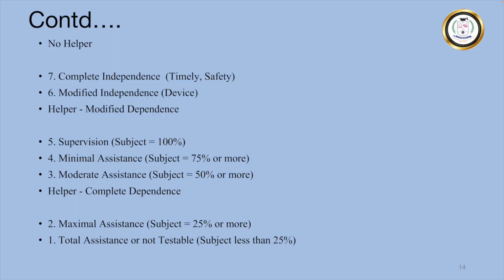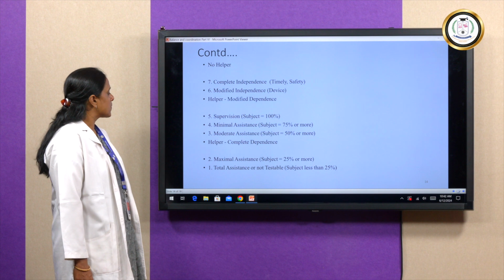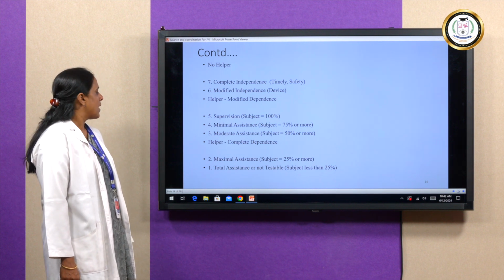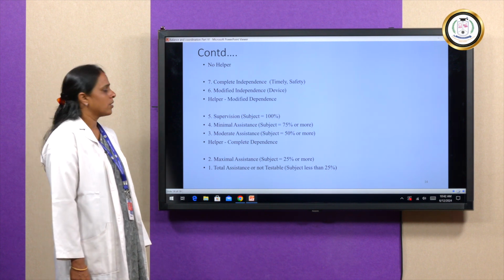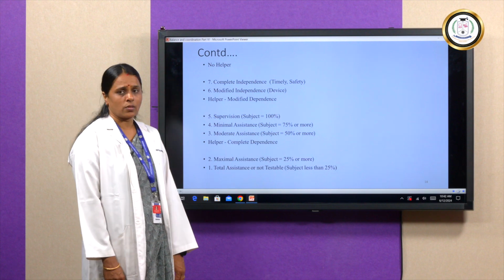Depending on the score, if you get a score of 7, that means complete independence. 6 is modified independence or helper modified dependence. 5 is supervision is required 100%. 4 is minimal assistance required. 3 is moderate assistance is required to the patient. 2 is maximal assistance is required, and 1 is total assistance is required, or it is not testable.